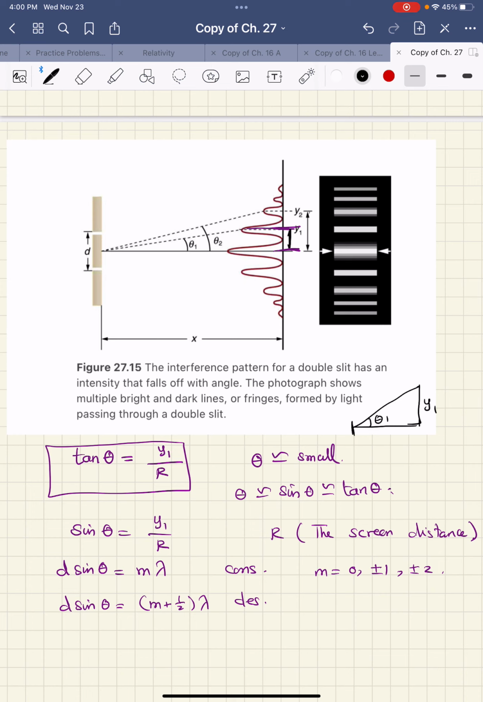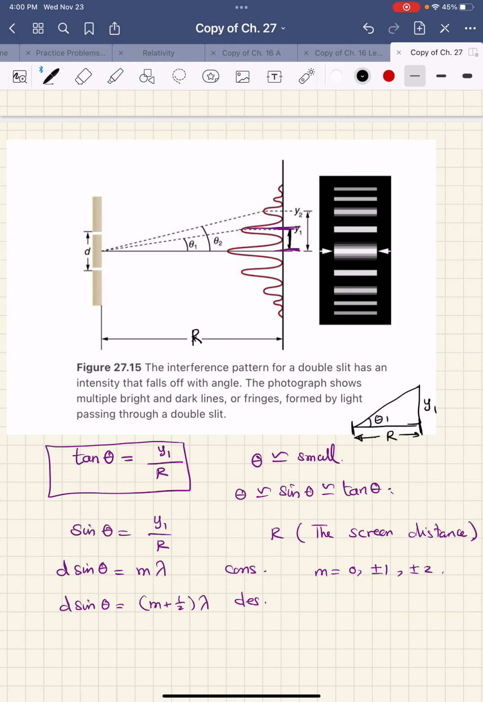The distance between the two slits and the screen, if we call it r, I'm calling it r, not x, okay? Then I'm going to say tan theta is the opposite divided by the adjacent. When theta is very small, theta equals sine theta equals also tan theta.